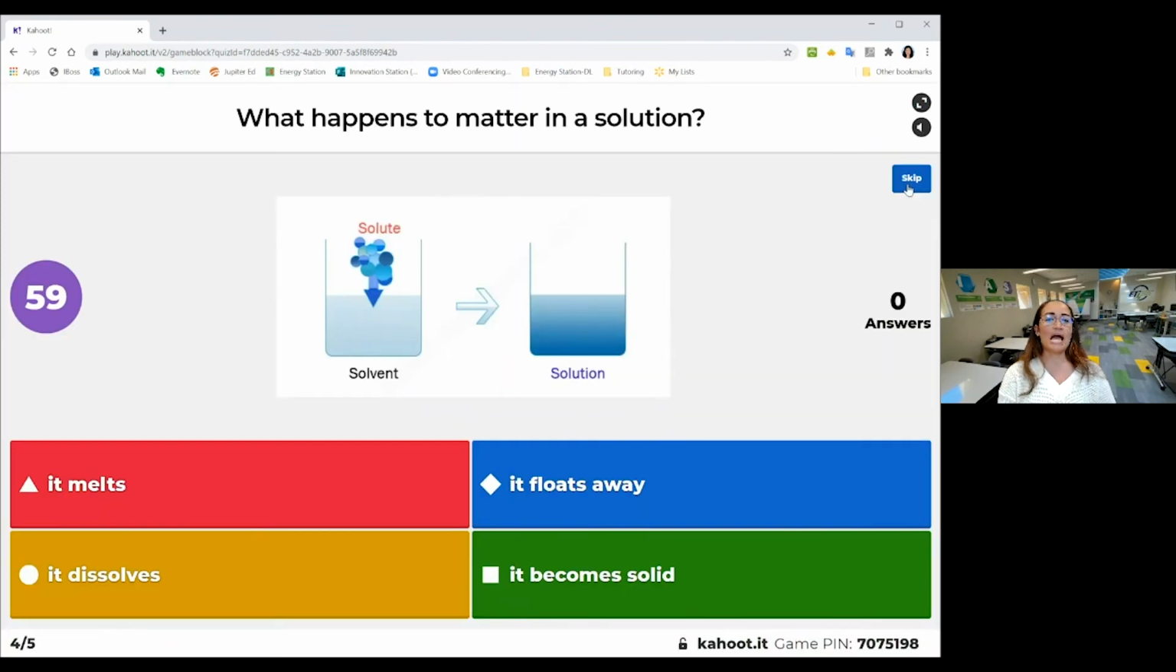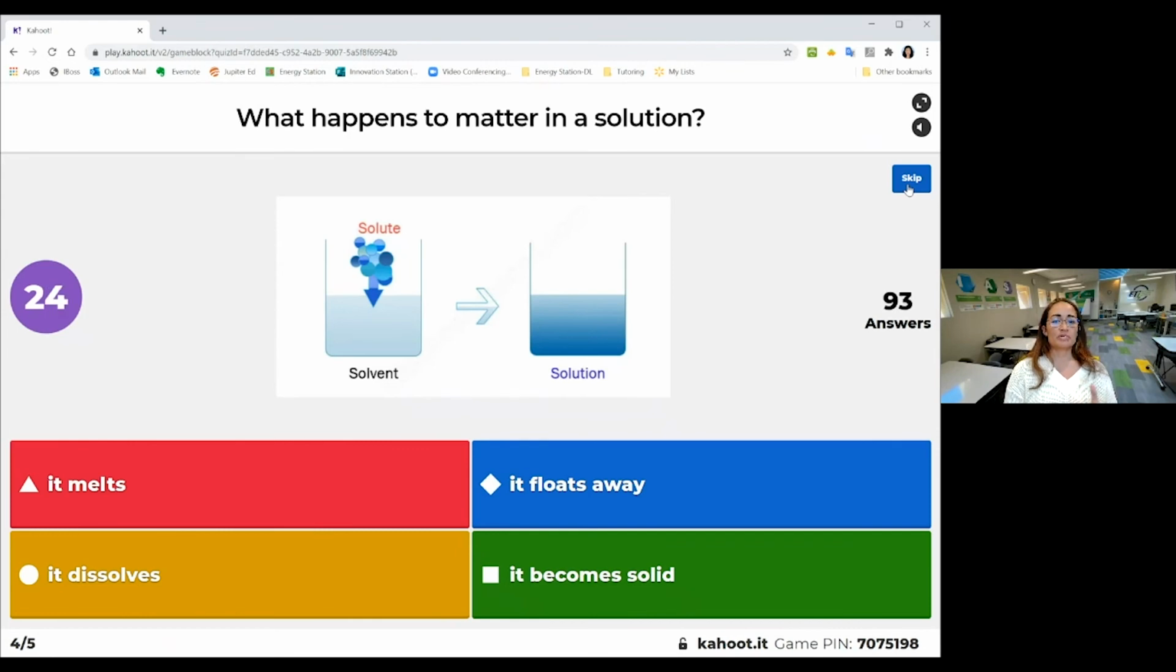All right, what happens to matter? We learned our forms of matter: solids, liquids, and gases. What happens to matter in a solution? Does it melt? Red triangle. Does matter float away? Blue diamond. Does it dissolve? Yellow circle. Or does it become solid? Green square. What happens to matter in a solution?